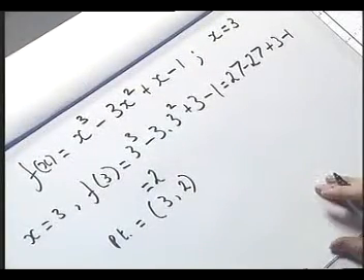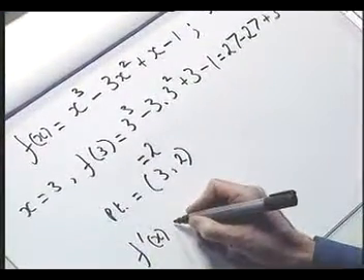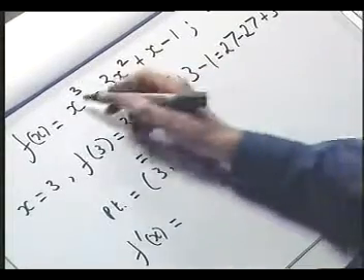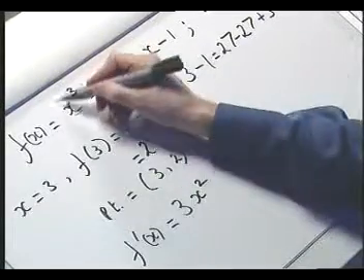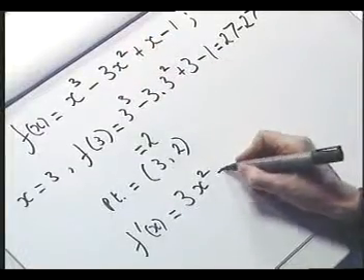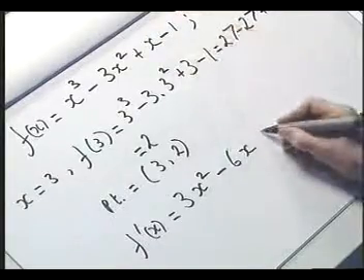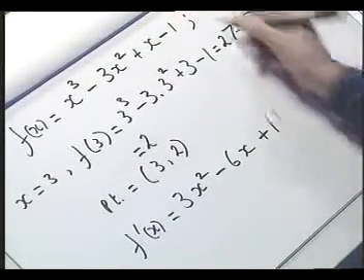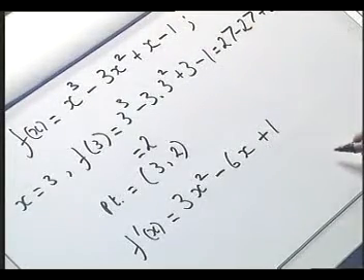Now the next thing we need is the gradient. We've now got a point on our line, on our tangent. We now need its gradient. So we need to differentiate, f dashed of x. So let's differentiate: 3x squared for the derivative of x cubed. Now we differentiate this term, and so that's minus 6x. Now this term, so the derivative of x is 1. And now the final term, the derivative of 1 is 0, because it's a constant.